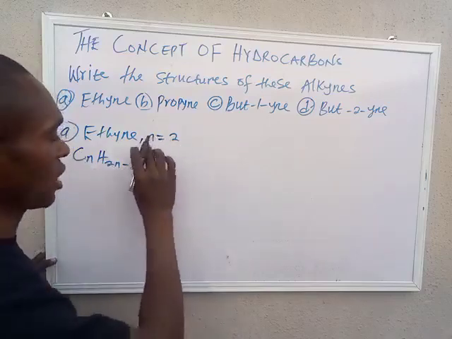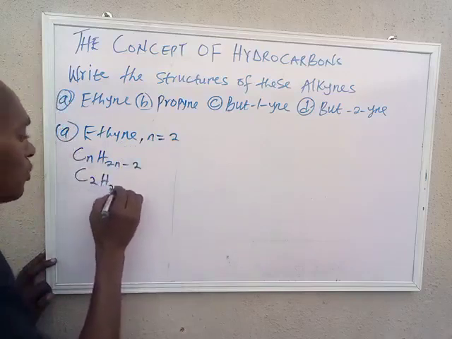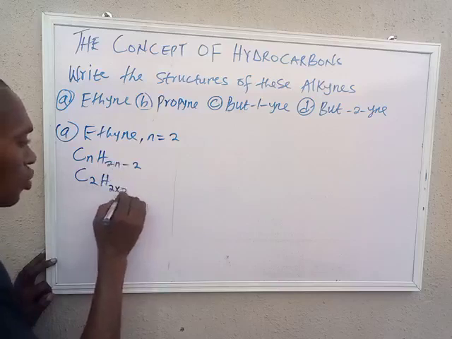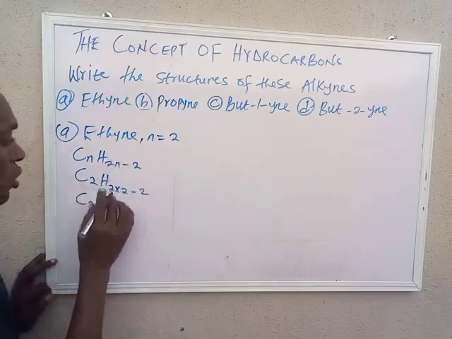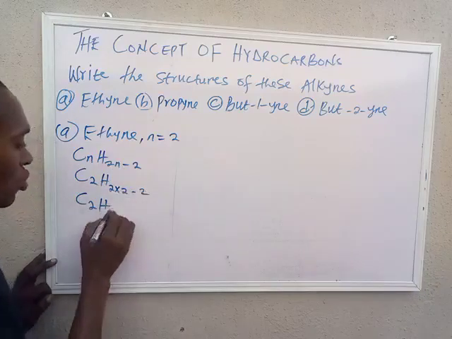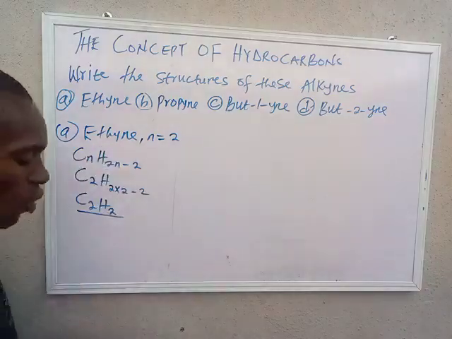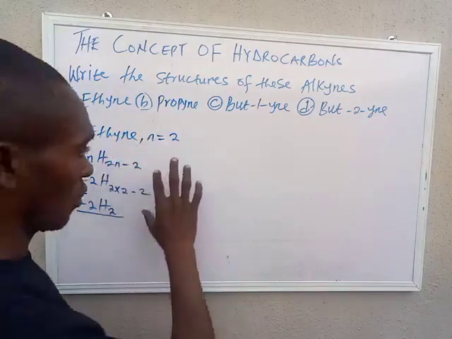Anywhere we see n, we write our 2. So this will be C2H, open bracket, 2 times 2 minus 2. So we have C2H, 2 times 2 is 4, 4 minus 2 will give us 2. So this is the formula for this. Now we cannot write this without comparing with that of the alkanes. That's the easiest way of doing this.